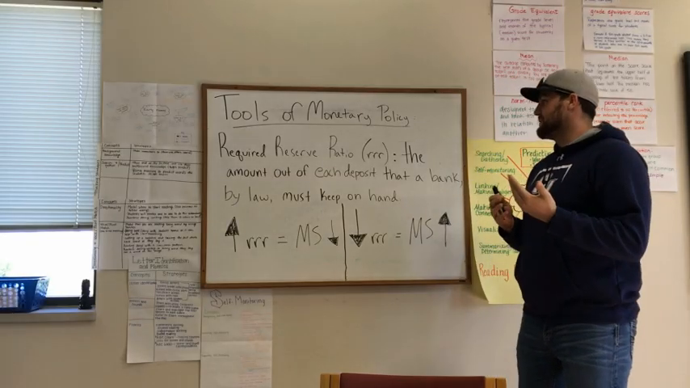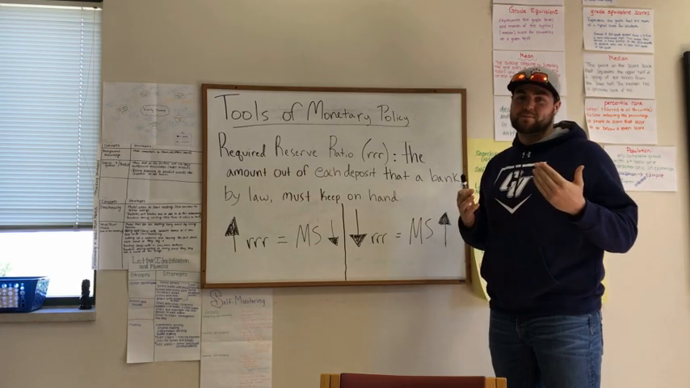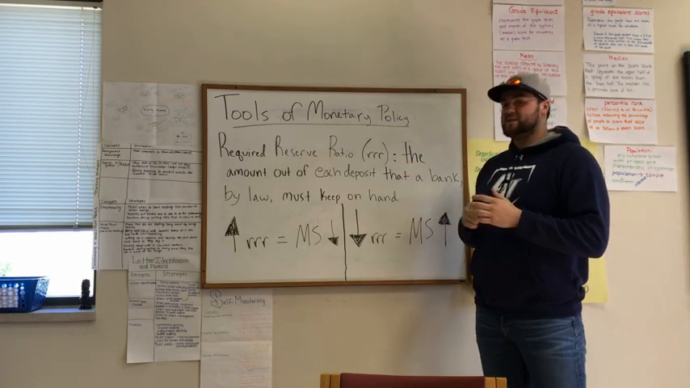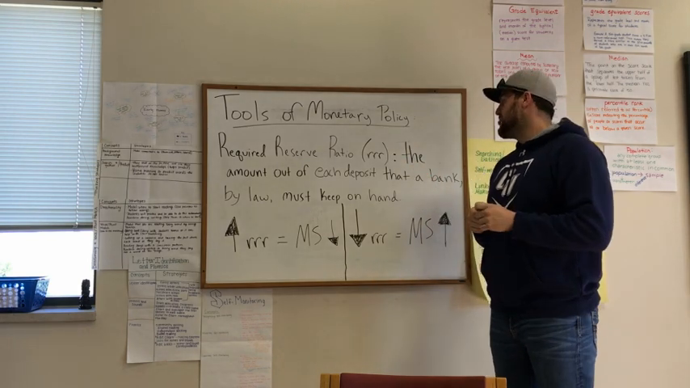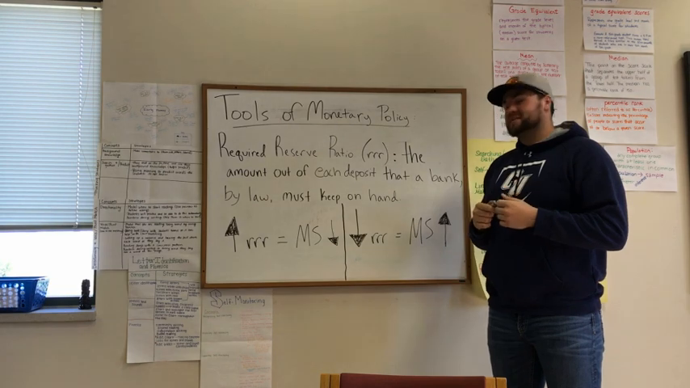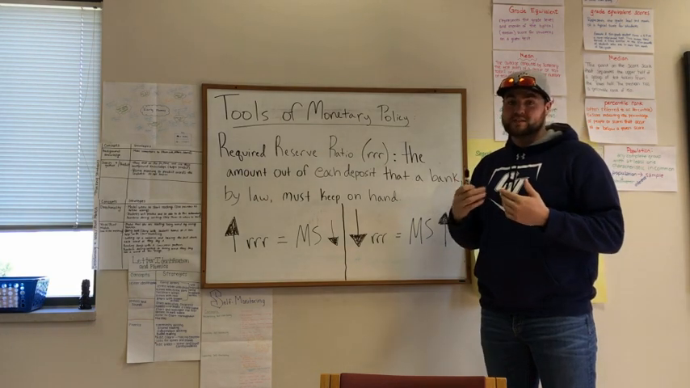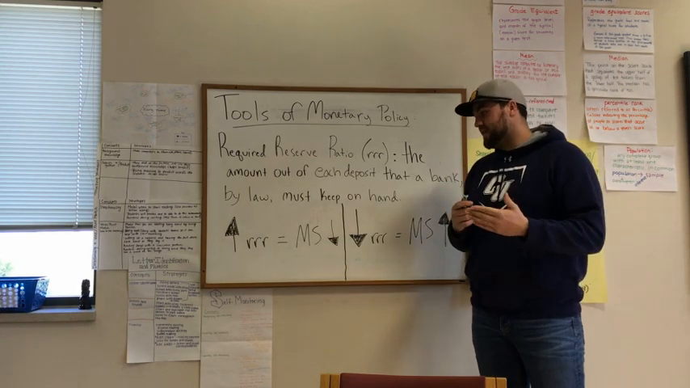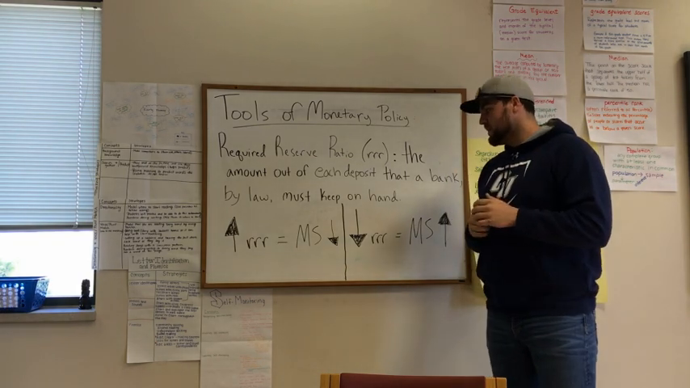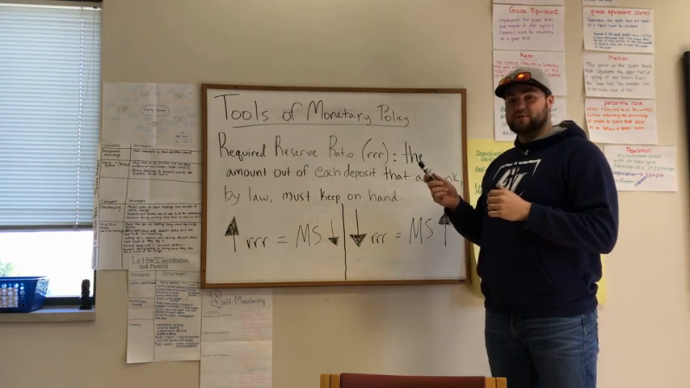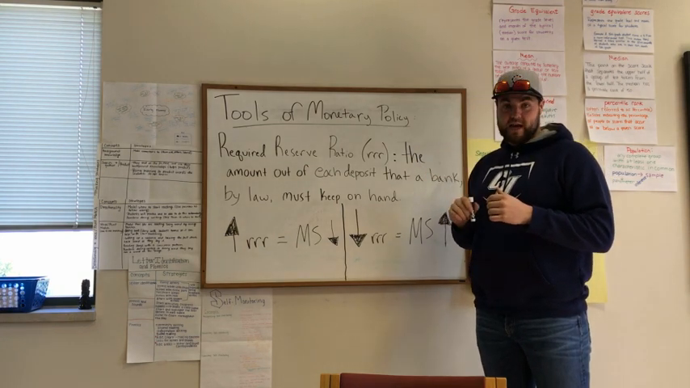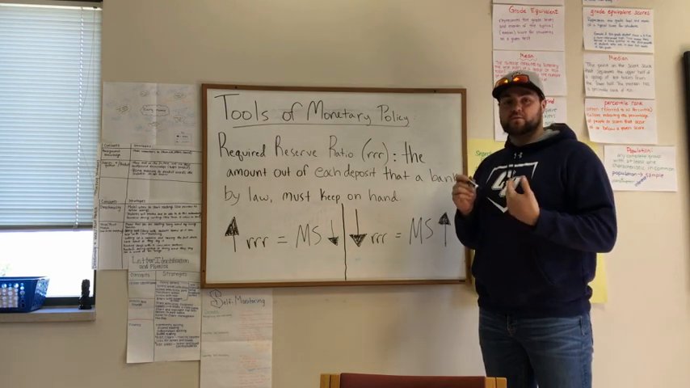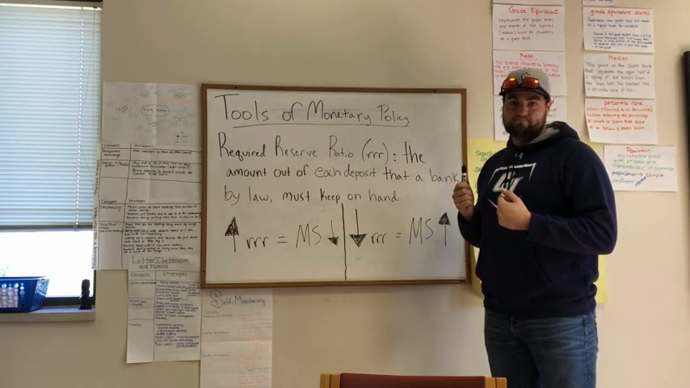When we begin to talk about the tools of monetary policy, the most important one would be the required reserve ratio, or in parentheses, the 3 lowercase r's. This is the amount out of each deposit that a bank, by law, must keep on hand at the bank itself. When we throw these into the graphs that you'll see later, when we increase the required reserve ratio, the money supply would go down, and vice versa. So when we would decrease the ratio, the money supply would go up.